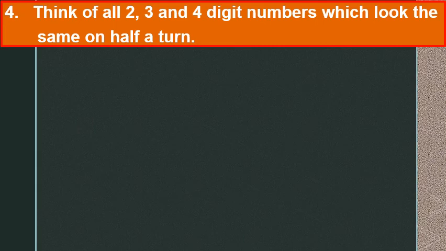Here remember that 0, 1 and 8 look the same after giving them half a turn. So use these 3 digits only to form 2-digit numbers, 3-digit numbers and 4-digit numbers. For example, 2-digit numbers that look the same after giving half a turn are 11 and 88.